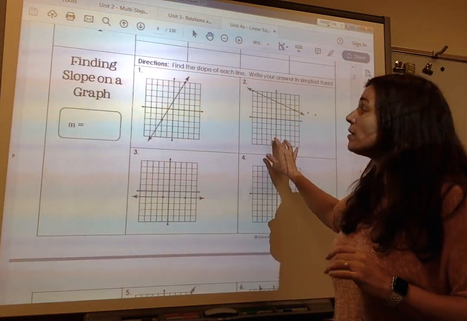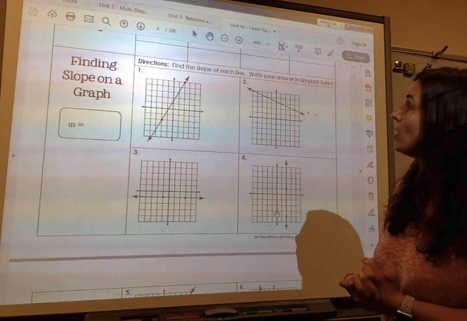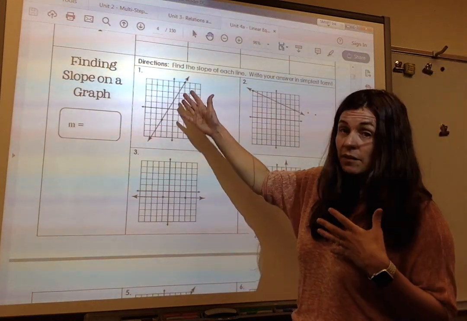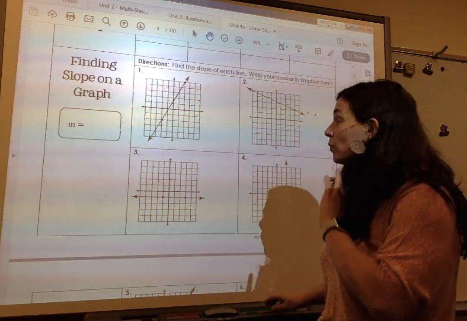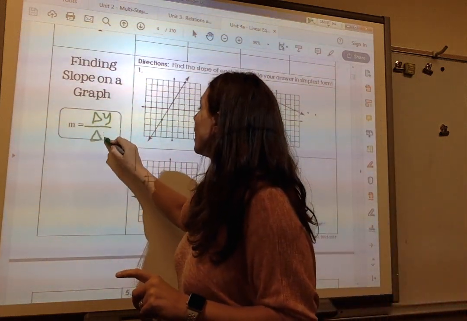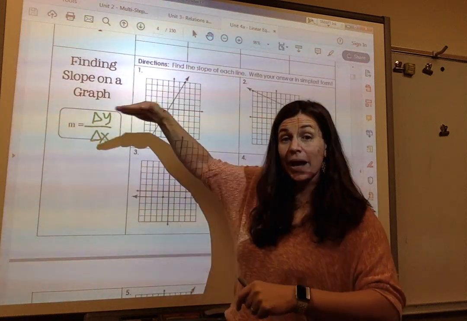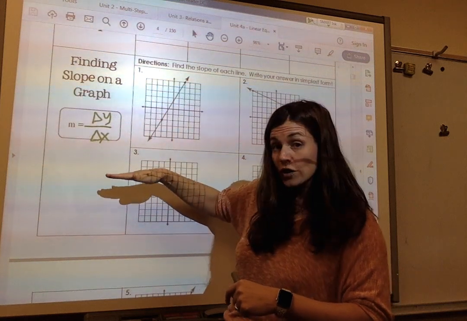Now, we can also be more specific when we look at the slope. So not only do I know it's positive, but positive what? So here's what I want you to remember. Slope is change in y over change in x. This is a specific ratio. It has to be you are comparing the change in y over the change in x.